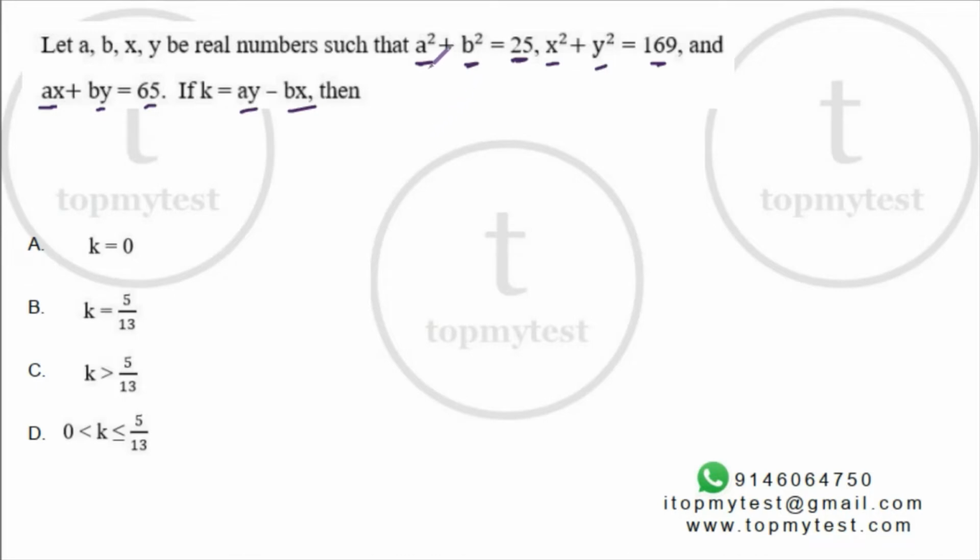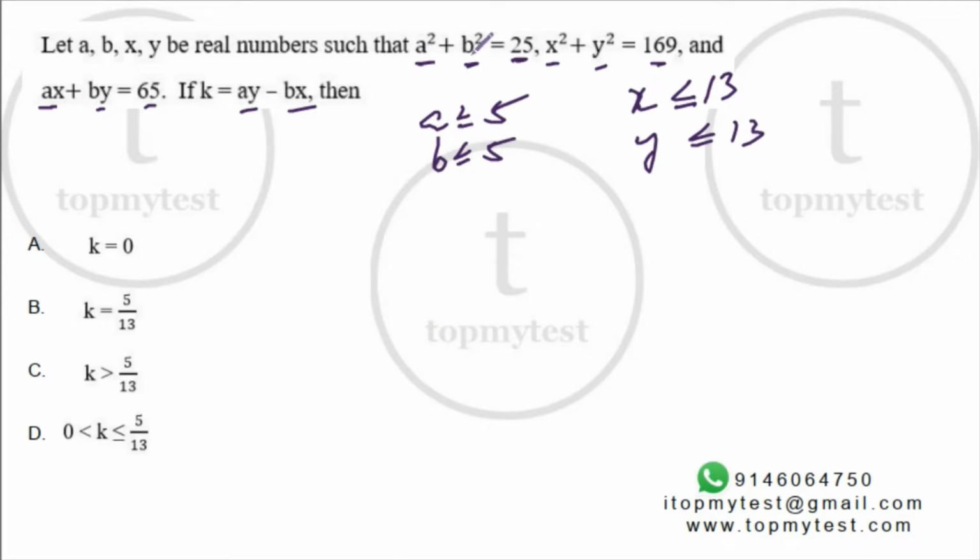Now, A square plus B square is equal to 25, which means A is less than or equal to 5, B is also less than or equal to 5. Similarly, when you say x square plus y square is equal to 169, x is less than or equal to 13, y is also less than or equal to 13, right? You cannot have 13 or higher.